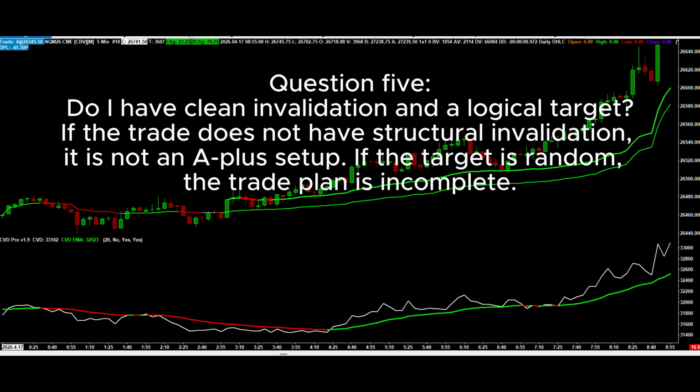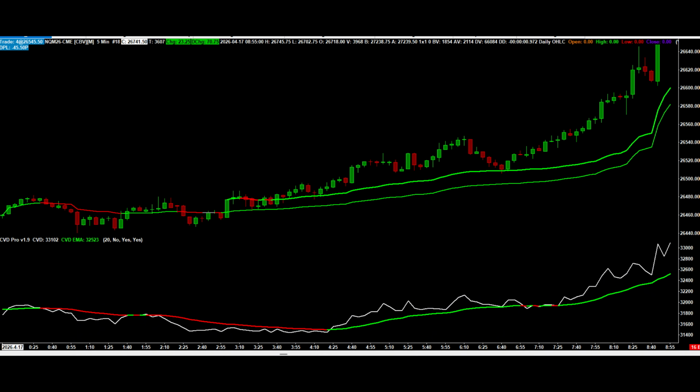Question 5, do I have clean invalidation and a logical target? If the trade does not have structural invalidation, it is not an A+ setup. If the target is random, the trade plan is incomplete. This checklist matters because higher probability trading is not about stacking indicators. It is about aligning context, behavior, confirmation, risk, and reward.